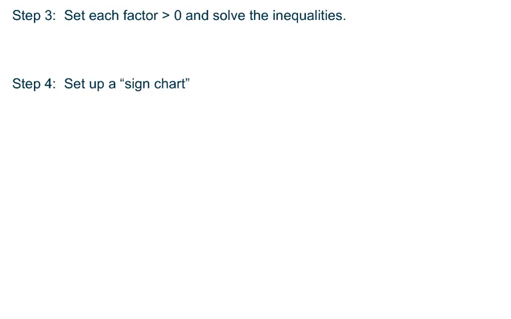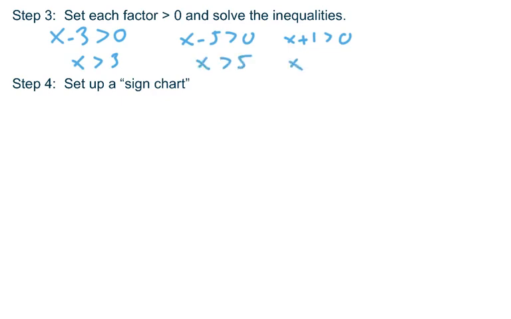So what were my 3 factors again? Well, there was x minus 3, and we set that greater than 0. And then there was x minus 5, and we set that greater than 0. And finally, x plus 1. All of these are very easy to solve. On the first one, you add a 3. On the second one, you add a 5. And on the third one, you subtract a 1.